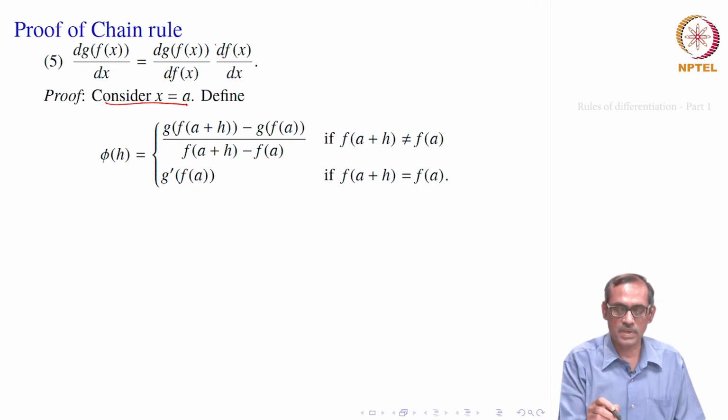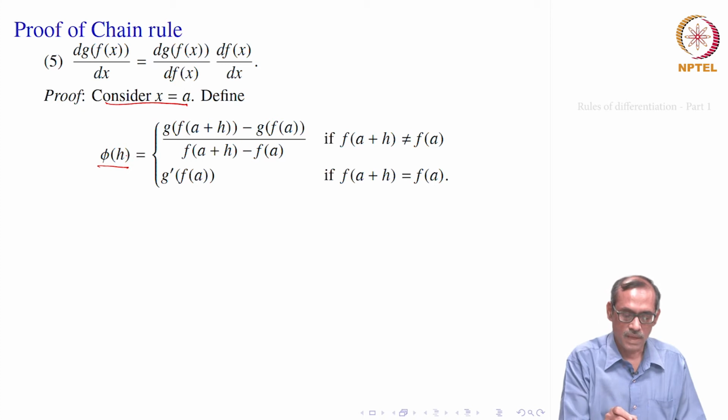Okay. So, for that what we do? We define a new function phi of h. So, this h you can look at, because a is fixed. Now, you are taking g of f of a plus h. So, this is really a function of h, minus g of f of a, f of a is a number, divided by f of a plus h, it is a function of h, and minus a number.